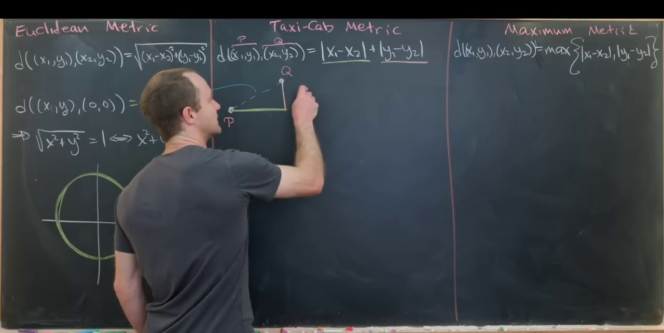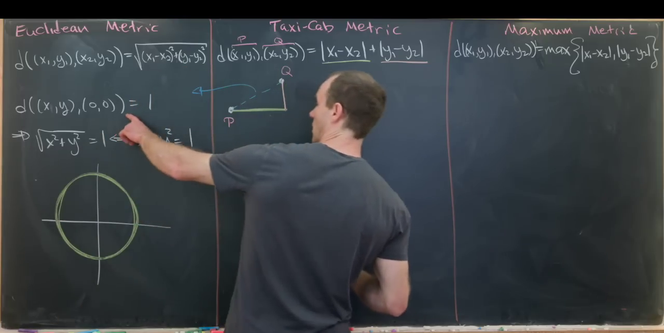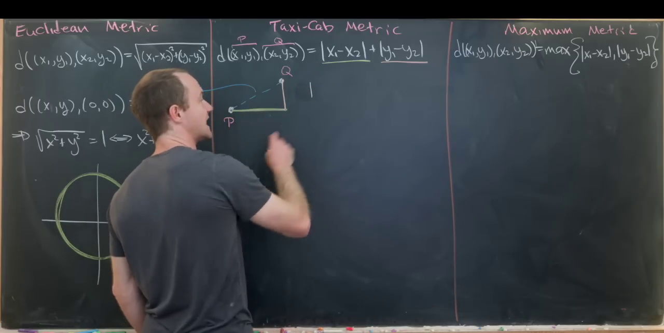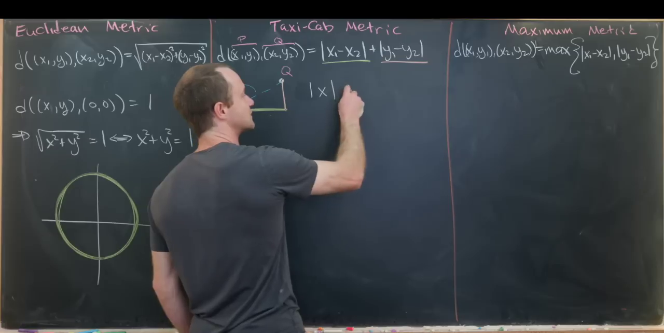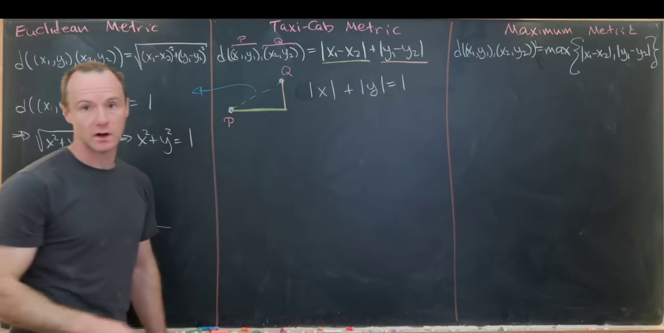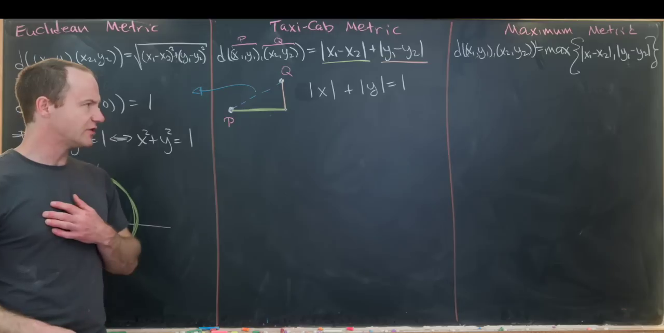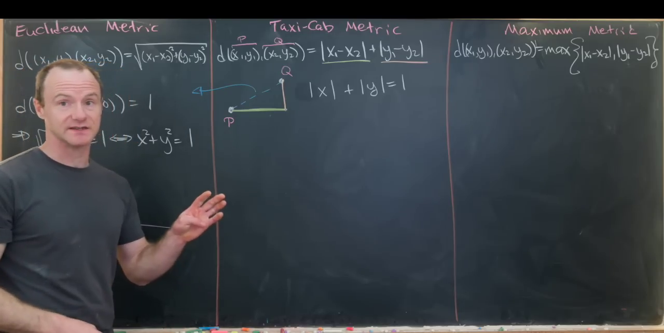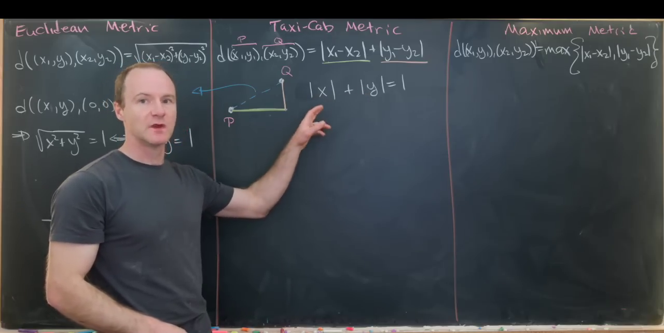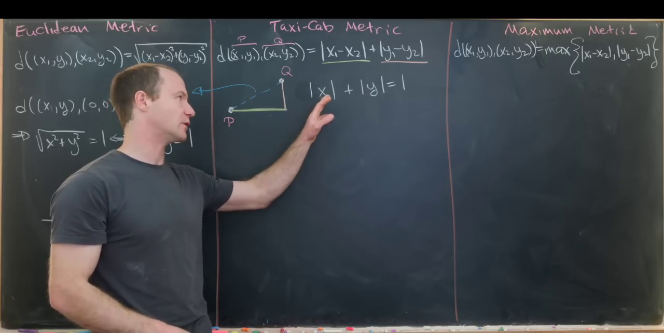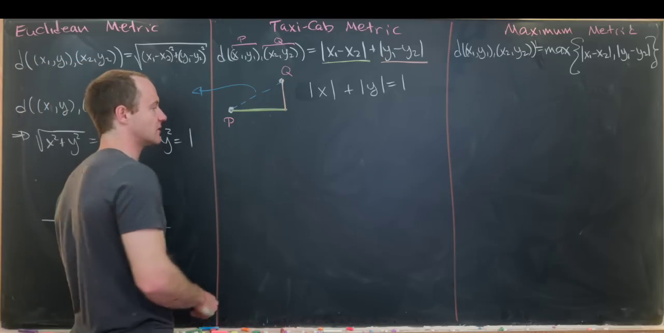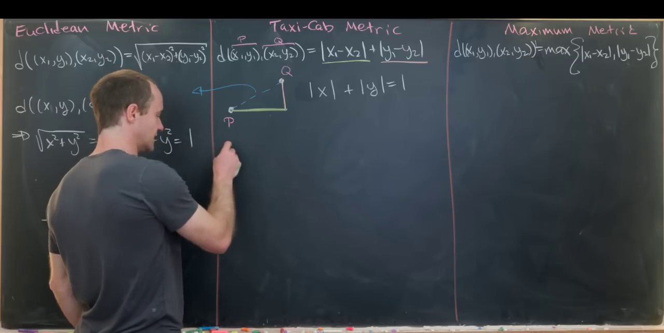So that means we're going to, again, find all of the points x, y that have distance 1 from the origin. In this case, that simplifies down to the absolute value of x plus the absolute value of y equals 1. Now, if you'd like, you can break this into 4 cases: when x is bigger than 0 and y is bigger than 0, when they're both less than 0, and when one of them is greater than 0 and the other one is less than 0. Let's maybe just write a couple of those down.